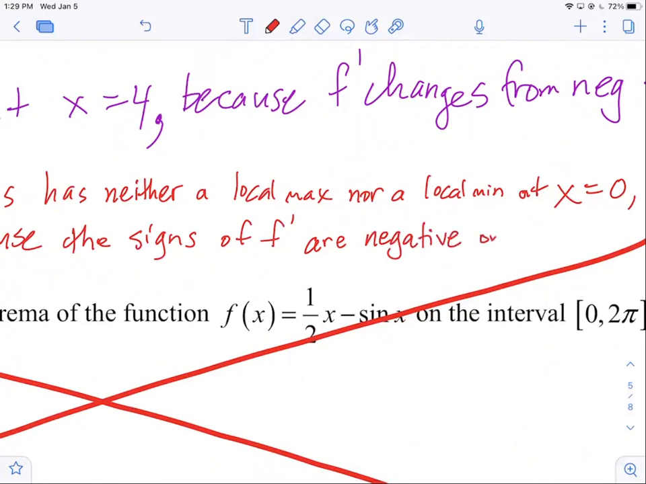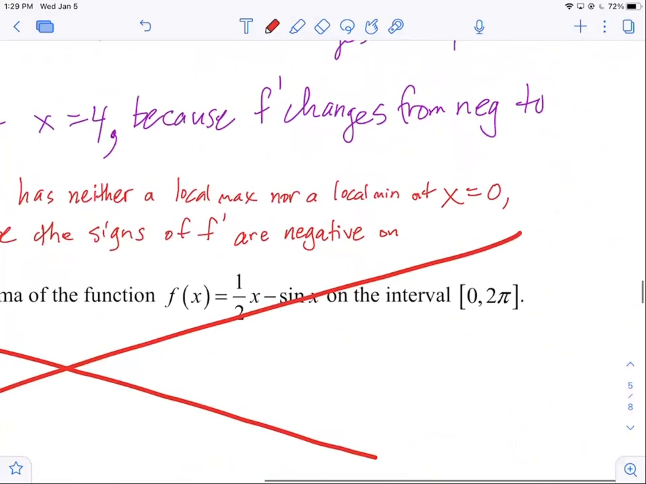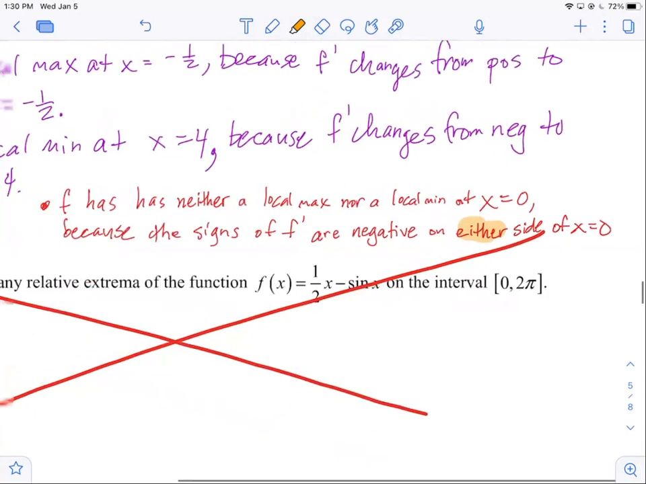They are negative on, and then here's the magic word that implies locality, either side of x equals 0. That is the magical word that implies locality. You can't just say that F prime is less than 0 to the left and right of x equals 0, because that implies everywhere to the left and everywhere to the right. But when you say on either side, that implies immediately to the left and immediately to the right. So you had it there, Mason. That was a good start.